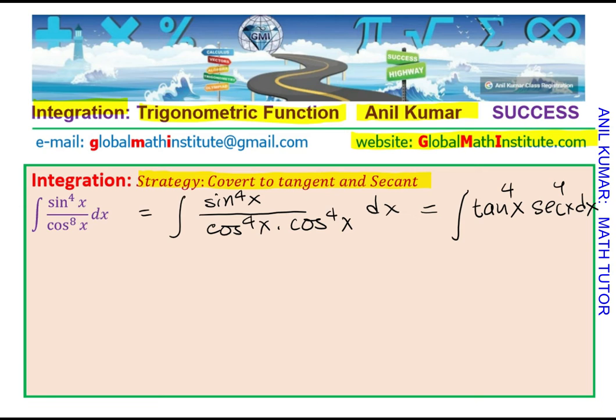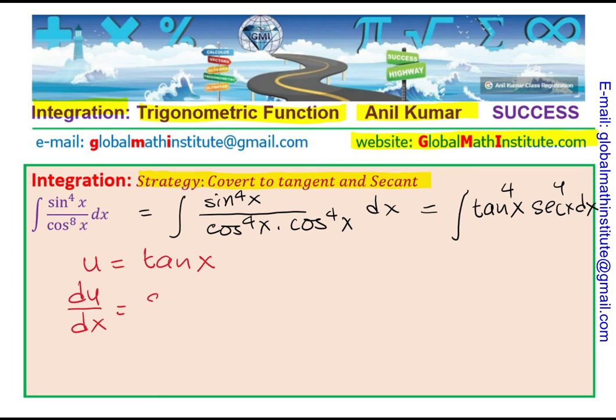Now that can make things very simple for us, since we know that if I use u equal to tan x, then what is du dx? Well, du dx is secant square x, right? So you see the other function, secant square x. However, we have secant to the power of 4, not just square. So how do we deal with this situation?